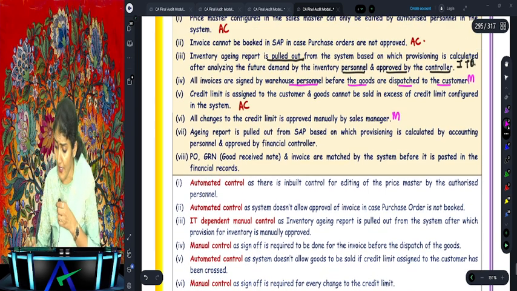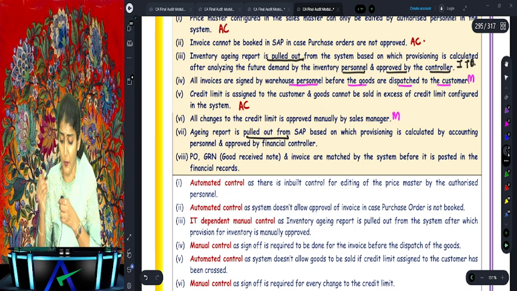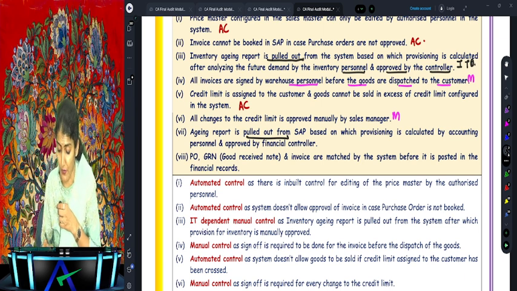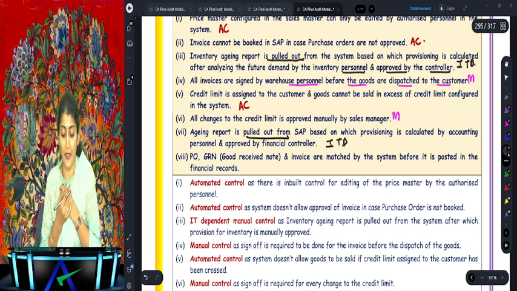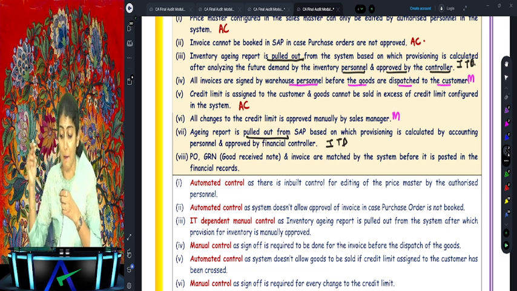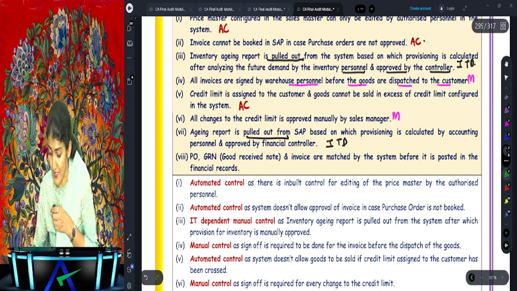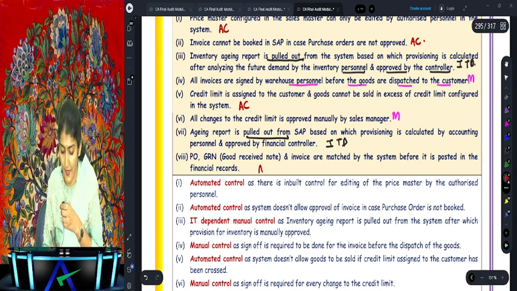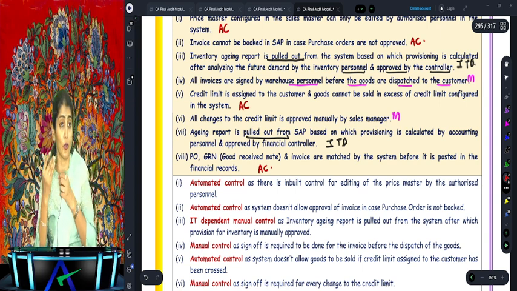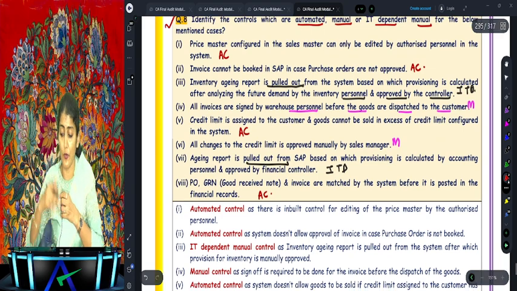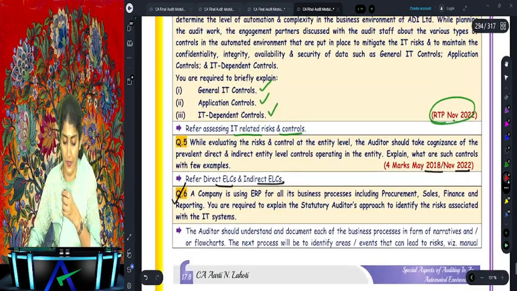Then aging report is pulled out from the SAP, based on which provisioning is calculated by the accounting personnel and approved by the financial controller. So again, what is that? The IT dependent manual control. And the purchase order, the goods received note, and the invoice are matched by the system. By whom are they matched? They are matched by the system before it is posted in the financial records. So that is again an automated control. Are you able to follow this, everyone? So automated controls, manual controls, and the IT dependent manual controls.